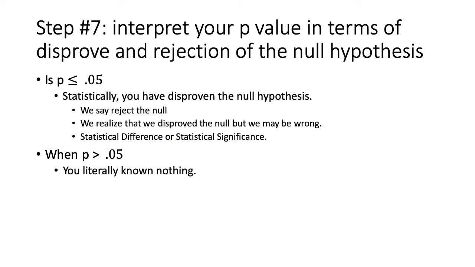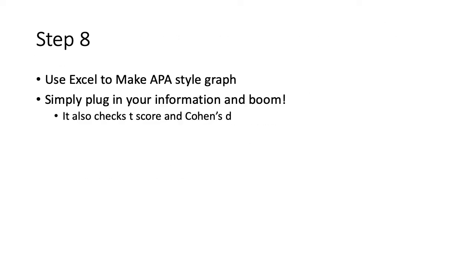Interpret my p-value, same steps. Have I statistically disproven the null hypothesis? Rejected it, right? Yes. In this case, yes. If my p is greater than 0.05, I don't know anything. We're going, yep, I have an Excel maker. I'll show you. I have a new one. You're just going to be plug and shove.